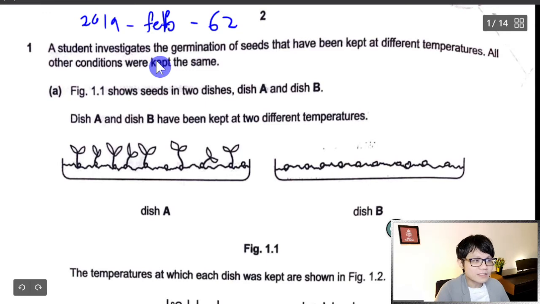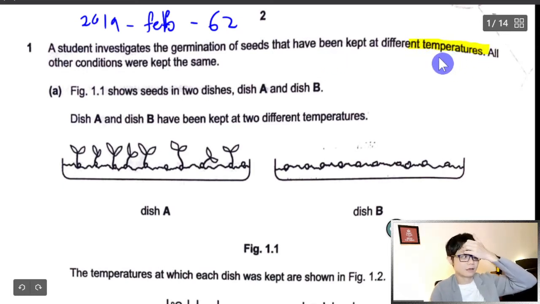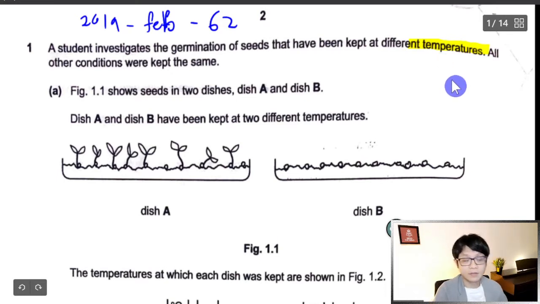Okay, a student investigates. Let me take a highlighter. Investigate the germination of seeds that have been kept at different temperatures. So obviously the temperature will be the manipulated variable because it's mentioned here. The thing that we want to change, all other conditions will keep the same. So this will be the constant variable.